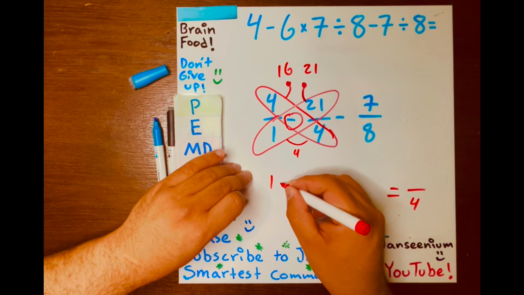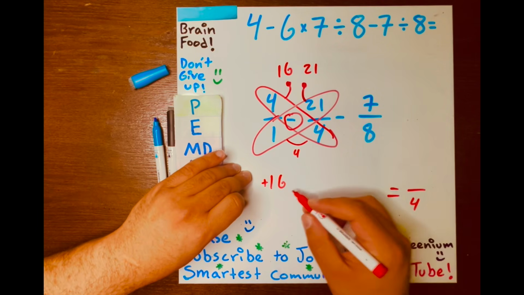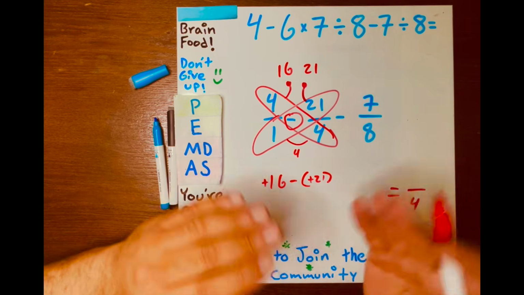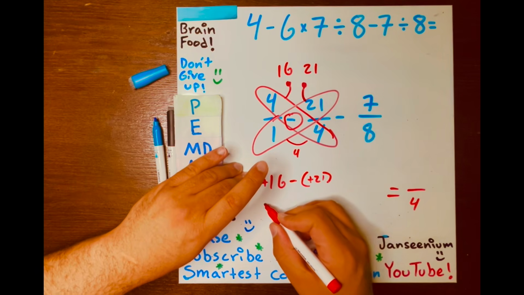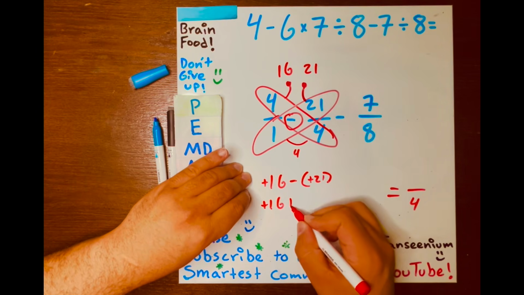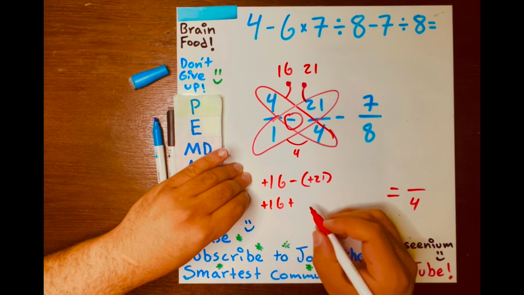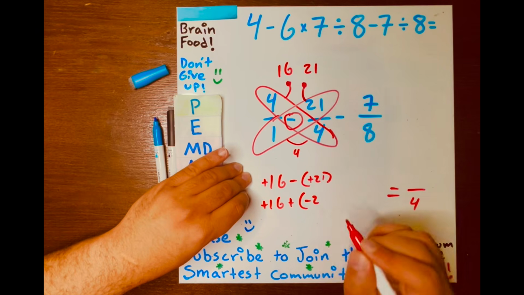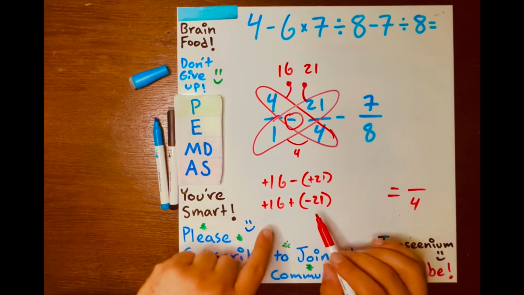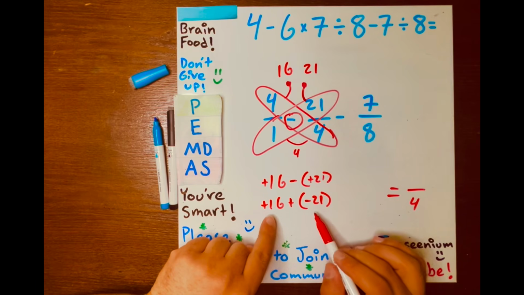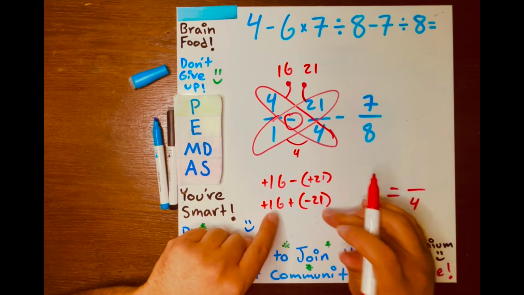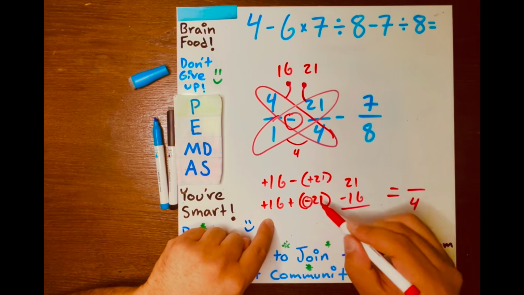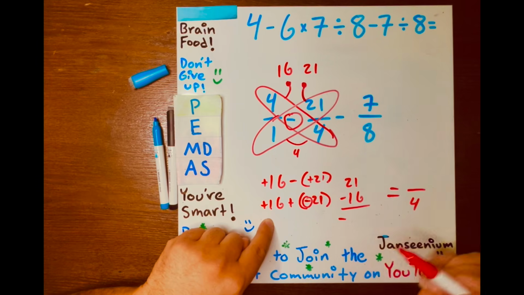So what I like to do is write it like this: positive 16 minus positive 21, and then change it to addition so I can use the addition rule. I keep the first number, change the operation from subtraction to addition, and lastly, change the positive to a negative. So it's negative 21. The rule states that any time you're adding two numbers with different signs, you subtract them and keep the sign of the bigger number. 21 is bigger than 16, so the result is going to be negative.